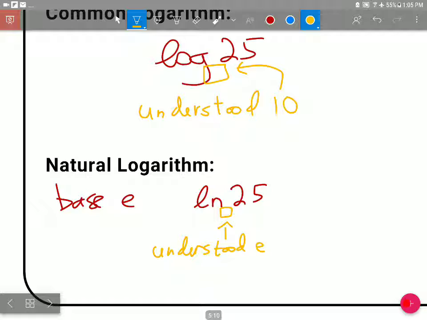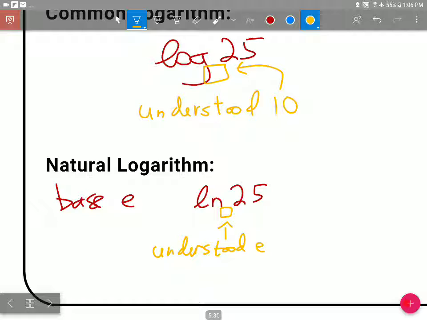Okay? That is an understood e. Now, why is it ln for natural log instead of NL? I have no idea. I have a few theories, but whatever. It's just what it is. Probably because log starts with L, so it's a log of the natural sort. Whatever. Okay? So that's basically how it goes.